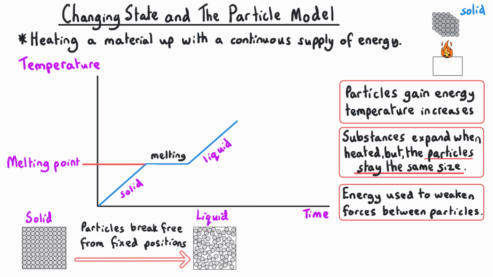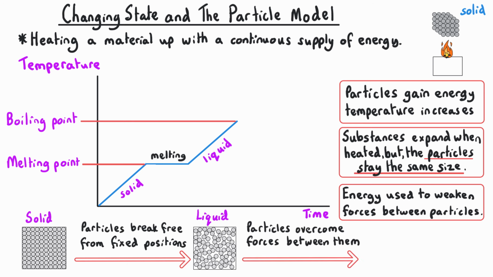Once the liquid reaches a specific temperature, its boiling point, the particles have enough energy to overcome the forces between them, and the particles will spread out further, and they will become a gas. During this process, the temperature of the liquid will not increase, and this will be because the energy is not going into raising the temperature of this substance, it's going into overcoming the forces between the particles of the liquid. And finally, if we continue to heat this sample of gas, its temperature would of course continue to increase.